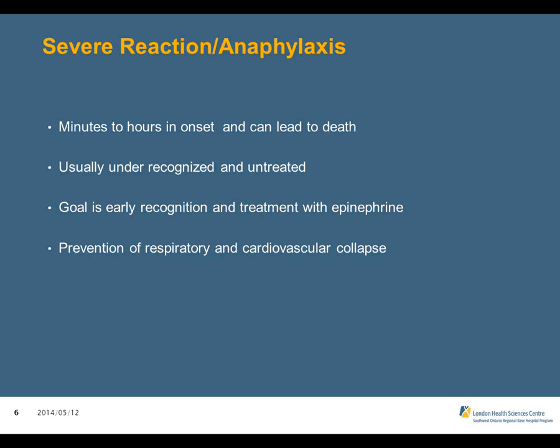Again, the goal is early recognition of anaphylaxis because the treatment is epinephrine. And this medication helps prevent the respiratory and cardiovascular collapse, which can lead to death.